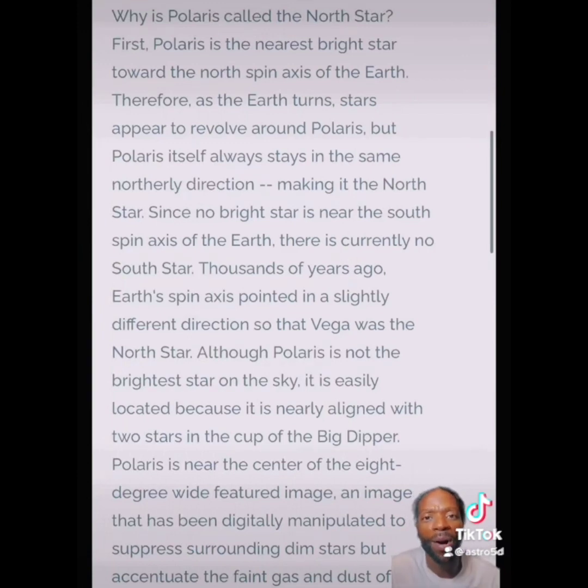Why is Polaris called the North Star? First, Polaris is the nearest bright star toward the north spin axis of the Earth. Therefore, as the Earth turns, stars appear to revolve around Polaris, but Polaris itself always stays in the same northerly direction. Northerly, making it the North Star. That's all I want to take from here because NASA's big cap.